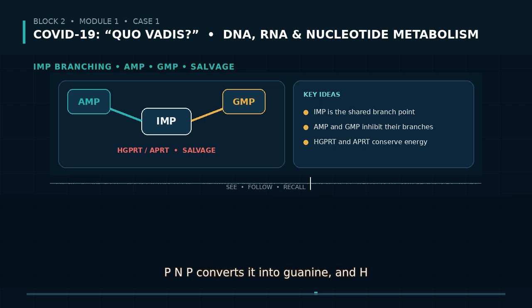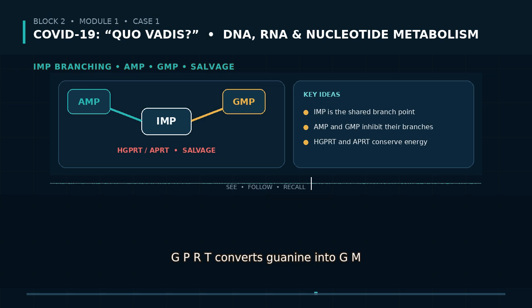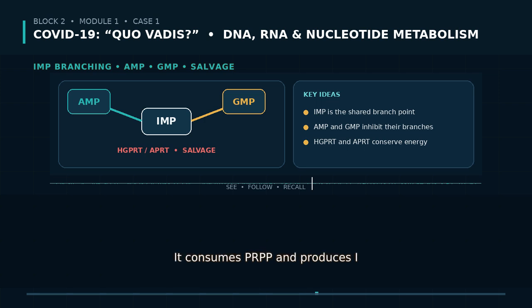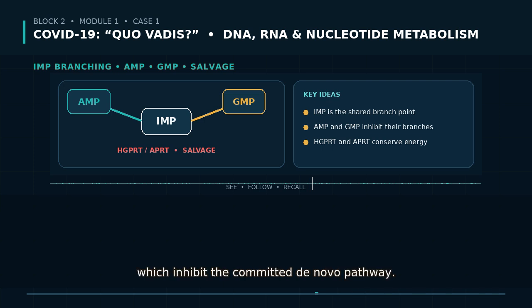GMP is degraded by removal of its phosphate to form guanosine. Purine nucleoside phosphorylase converts guanosine into guanine. Guanine deaminase converts guanine into xanthine. Xanthine oxidoreductase then forms uric acid.